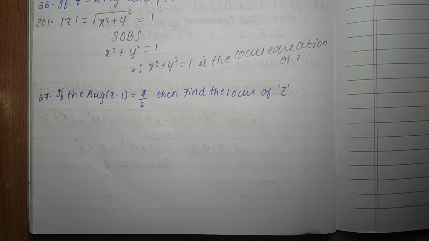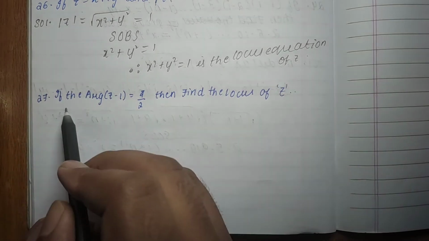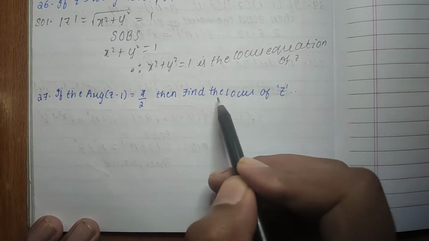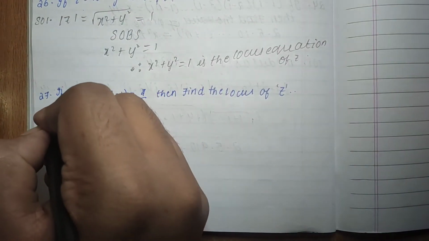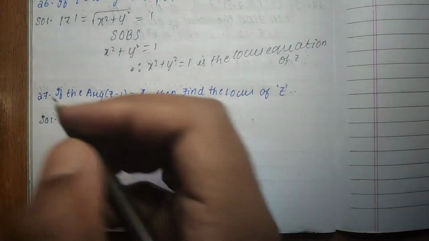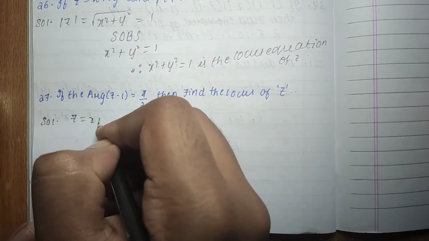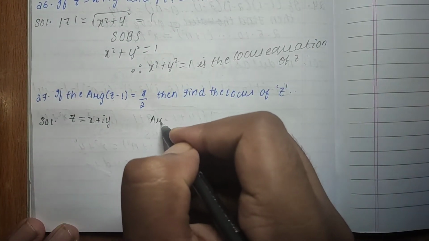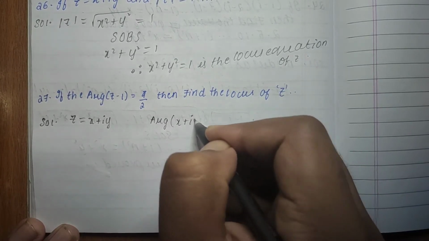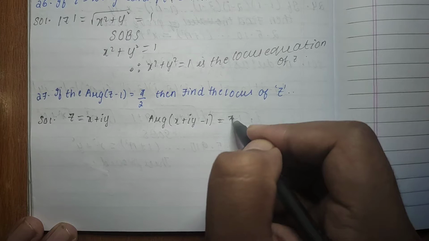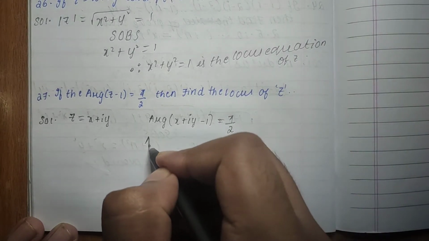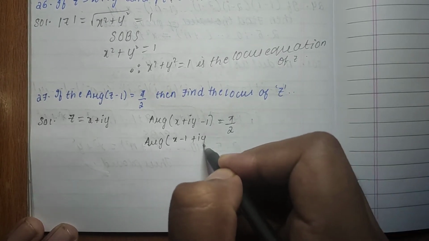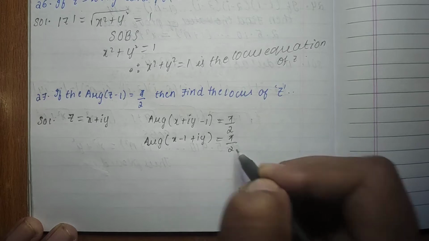Now let's start solving the 27th sum, which is given as: if the argument of z minus 1 is equal to pi by 2, then find the locus of z. Solution. As discussed before, z is equal to x plus iy. So substitute z in this part. So argument of x plus iy minus 1 is equal to pi by 2. Argument of x minus 1 plus iy is equal to pi by 2.